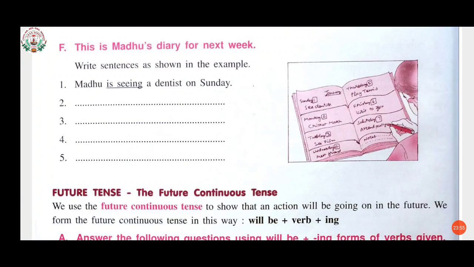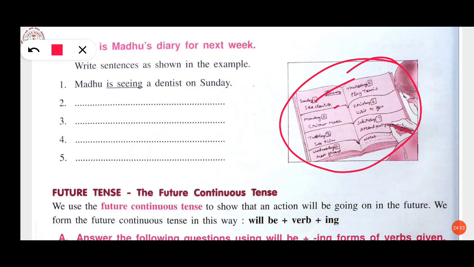Now the next is, students, F1, this is Madhu's diary for next week. Write sentences as shown in the example. Like first is Madhu is seeing a dentist on Sunday. You can see the first point, that is on Sunday. In the picture, as you can see, on Sunday, see dentist is given. So we have to create a sentence like this, that Madhu is seeing a dentist on Sunday. Second is Madhu is watching a cricket match on Monday. Like this you have to write for Tuesday, Wednesday, Thursday, Friday, Saturday.